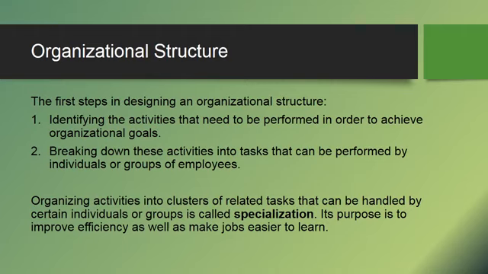Moving on to organizational structure. The first steps in designing an organizational structure are: number one, identifying the activities that need to be performed in order to achieve organizational goals. Number two, breaking down those activities into tasks that can be performed by individuals or groups of employees. Organizing activities into clusters of related tasks that can be handled by certain individuals or groups is called specialization. Its purpose is to improve efficiency as well as make jobs easier to learn.